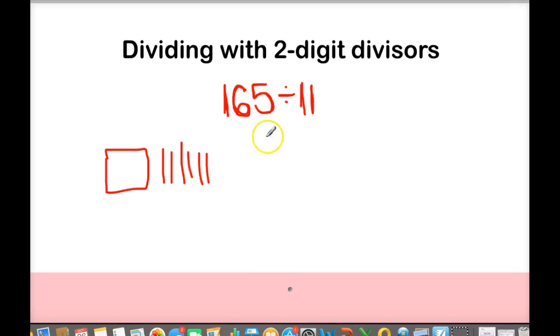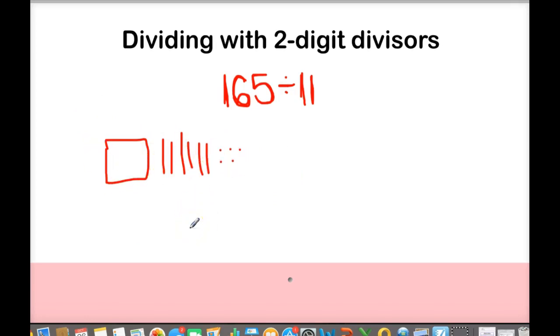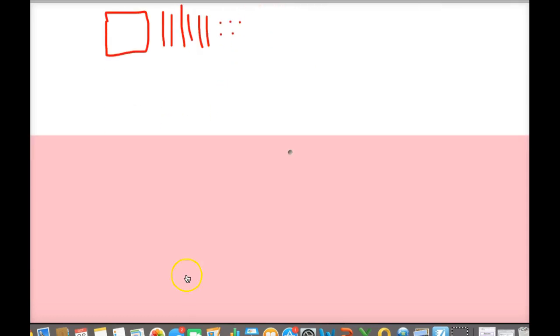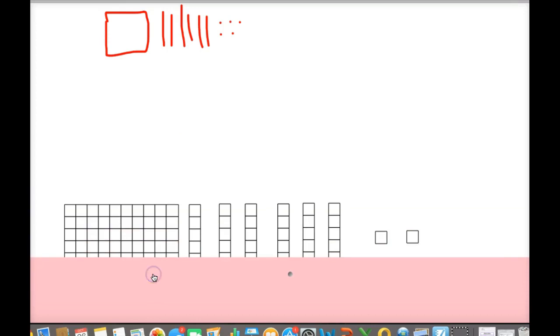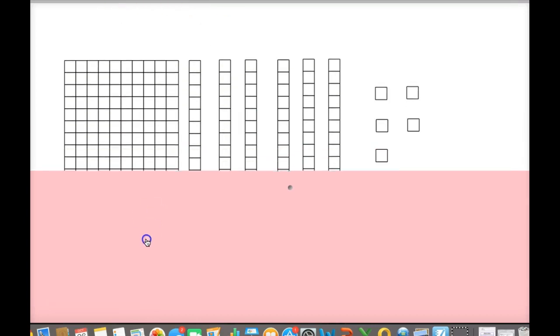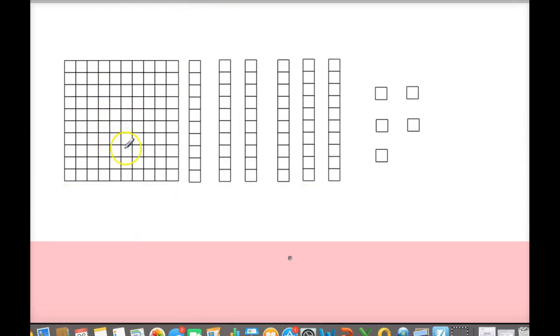Then I look at my ones place. I have 5 ones. So that means I'm going to have 1, 2, 3, 4, 5. Remember, when we're drawing these, we want to keep them in rows. So I drew it out, and if you build this using base 10 blocks, it's going to look more like this. We have 100, 60, and 5.